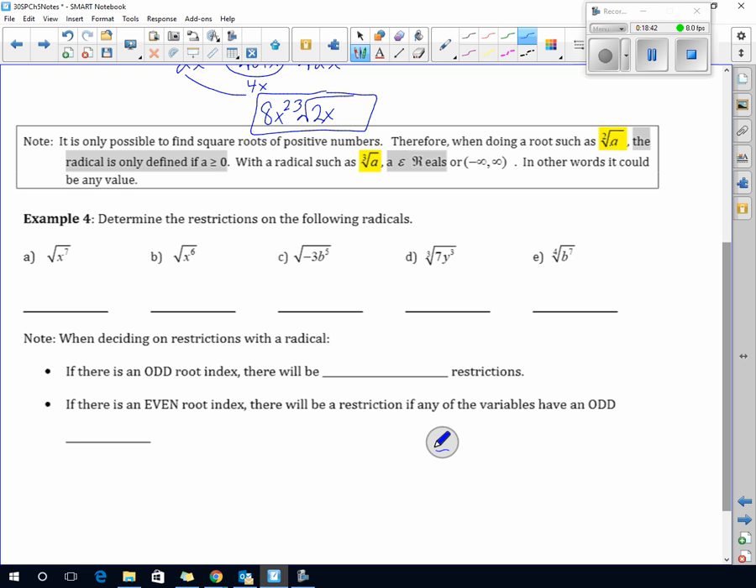If there's an even root index, there will be a restriction if any of the variables have an odd exponent inside the radicand. I'll show you what I mean in a second. But okay, so if we have an odd exponent inside, and you square root it, do we have a restriction there?